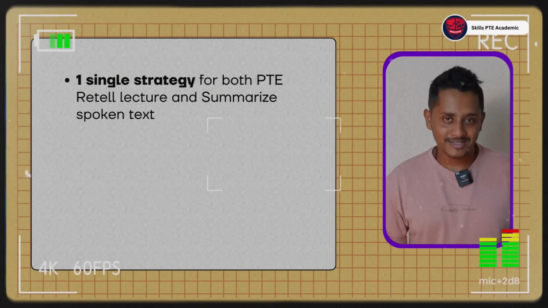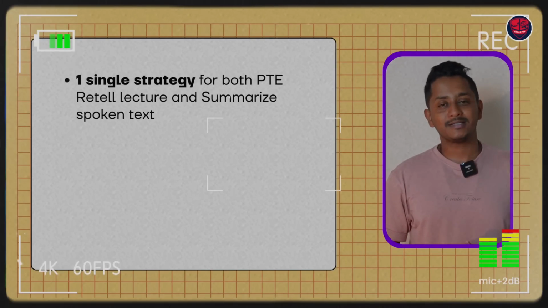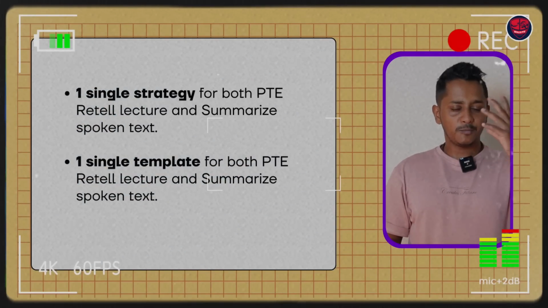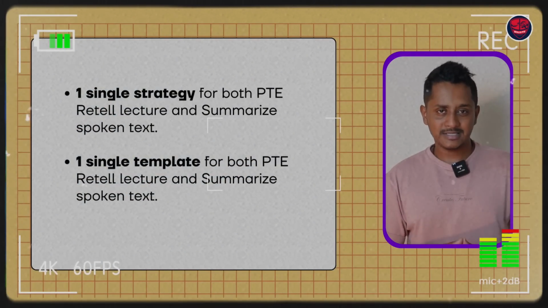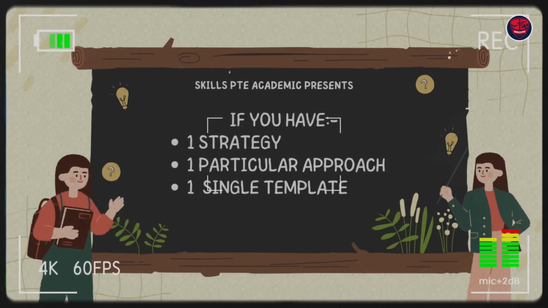One single strategy for both PTE Retell lecture and PTE summarize spoken text. One single template for both PTE Retell lecture and PTE summarize spoken text. Meaning you don't need separate strategies for these two modules. If you have one strategy, one particular approach and a single template, you should be able to get full score, meaning 90 out of 90 from your Retell lecture and summarize spoken text.